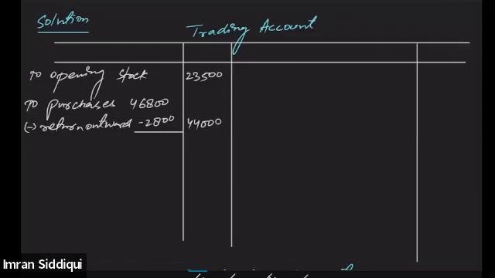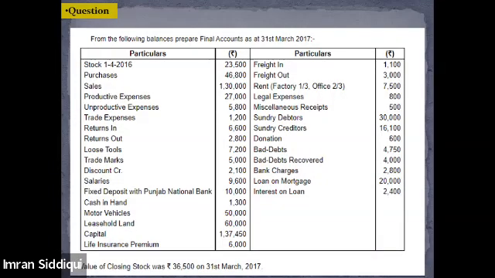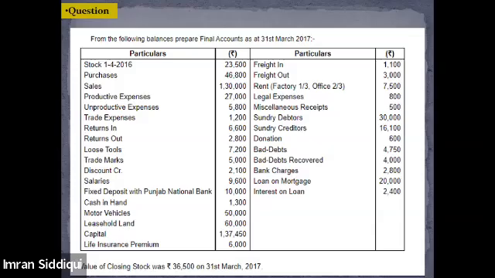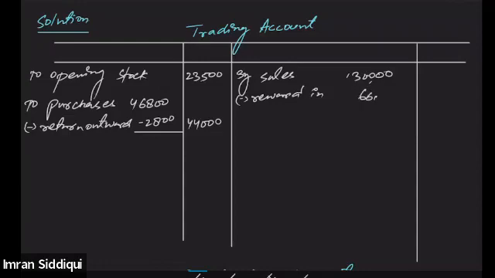And we have sales. Sales is to be recorded in the trading account on the credit side, but after subtracting the sales return. Sales is 1,30,000. We'll subtract return in, which is given as 6,600. Subtracting 6,600 out of 1,30,000, we'll get 1,23,400.